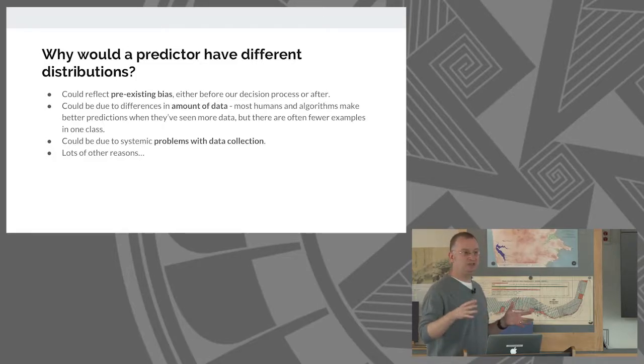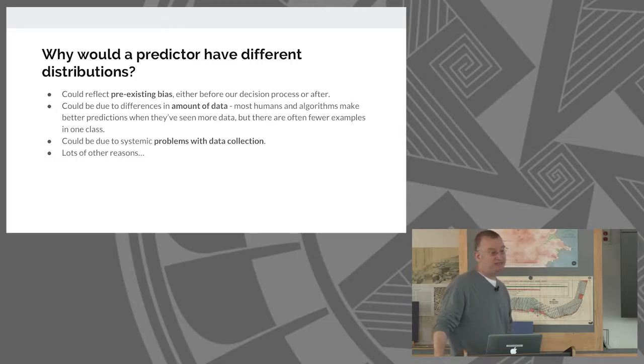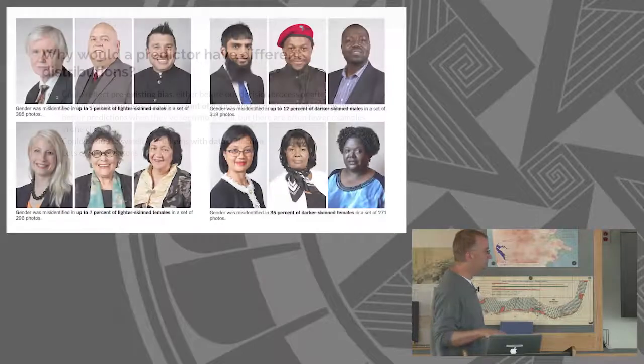So those represent pre-existing biases of the overall ecosystem. But it could also just be due to differences in the amount of data. Most humans and machines will make better predictions when they've seen more data. Actually, I'll show you on the next slide, so I'll get to that. It could also be due to systemic problems with data collection. So the process of collecting data itself could be biased. Most of those actually come into play in this example, which I showed earlier.